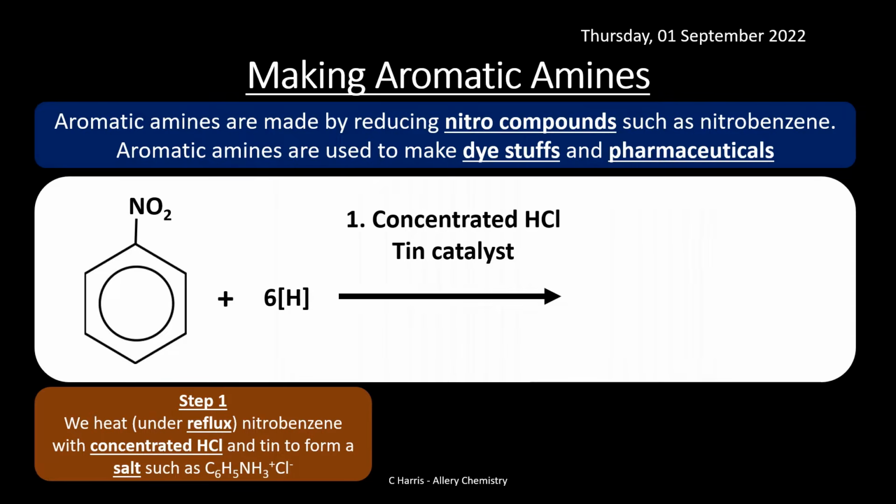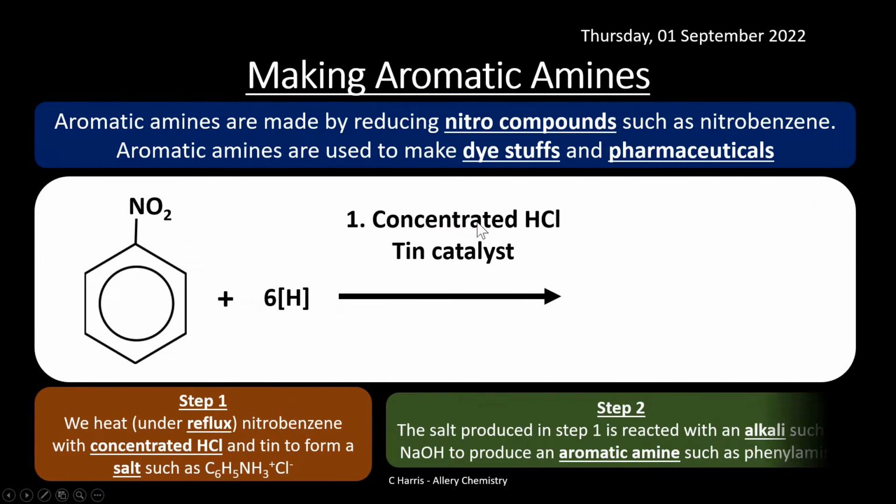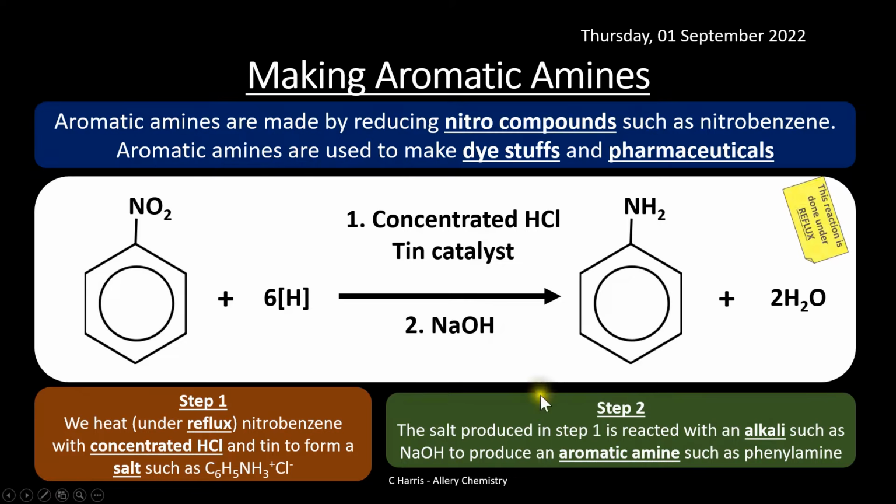The first thing we need to do is heat nitrobenzene under reflux with some hydrochloric acid, obviously strong, so concentrated hydrochloric acid, and some tin, and we form a salt such as your phenyl ammonium chloride salt. Here you can see we've got your nitrobenzene, your reducing agent, under reflux with your HCl and tin catalyst.